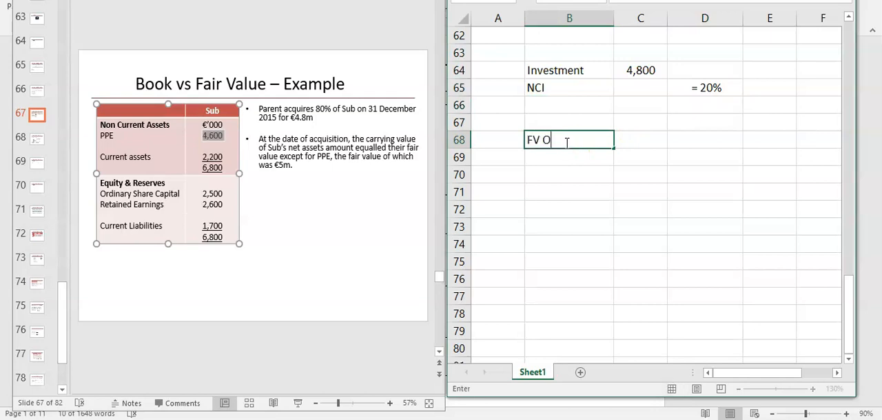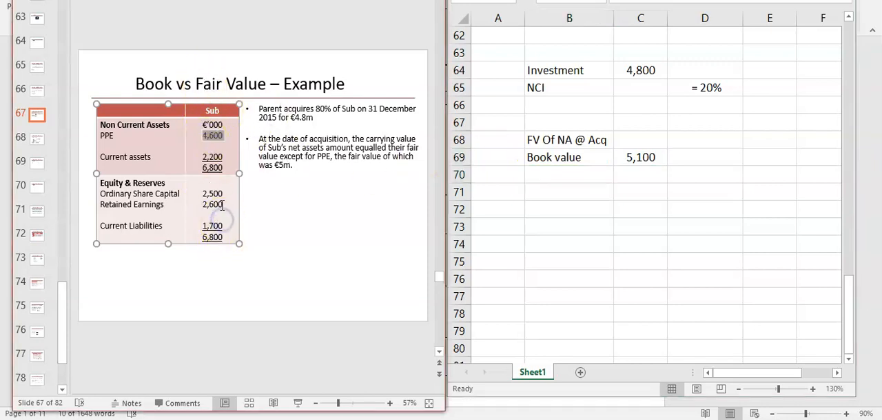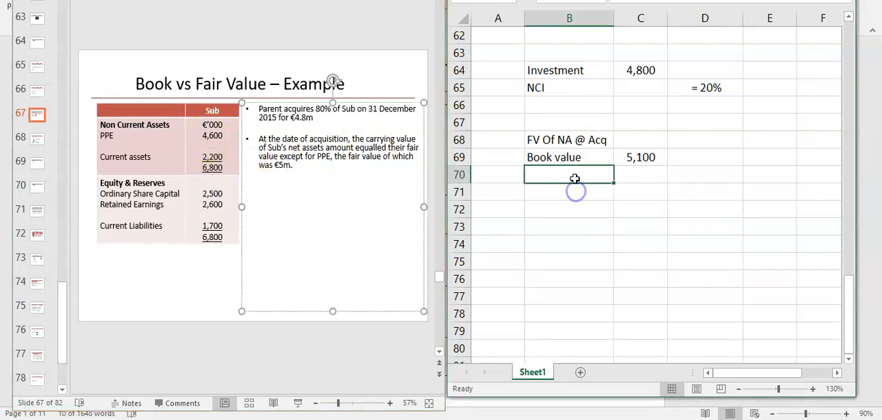Then you get the fair value of net assets at acquisition. The book value is 5.1 million. That's coming from the statement of financial position, which we're given, but we know that's understating property by 400,000. So what we call that is a fair value adjustment, 400. That means the fair value of net assets, not the book value, at the date of acquisition is 5.5 million. And you use that to value your NCI. So that will be 1.1 million, which is 20% times 5.5 million.